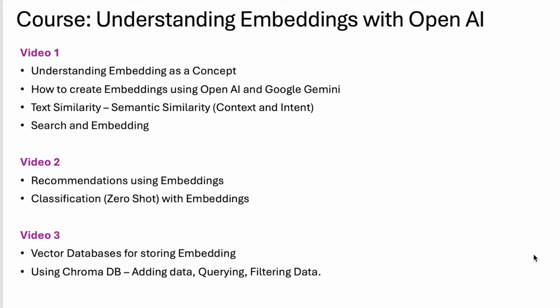So then in video two, we'll take two other use cases of embedding. First, we'll use embeddings to generate recommendations. So how do you build a recommendation system using embedding as a concept? My objective here is to help you understand the concept, not build a production grade recommendation system. We'll probably get to it in a future project video.